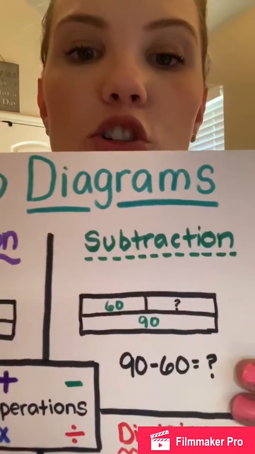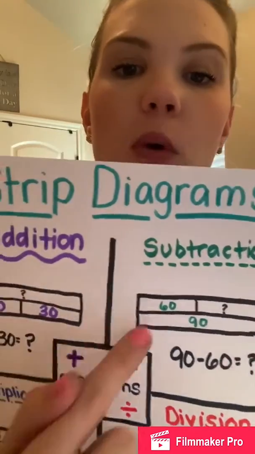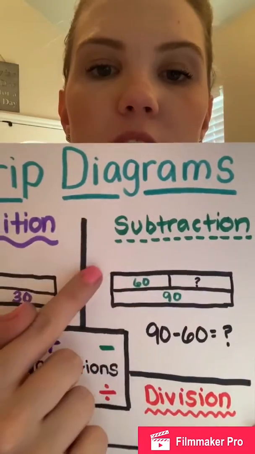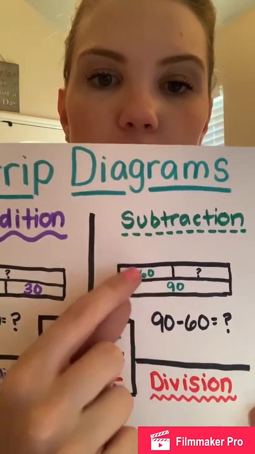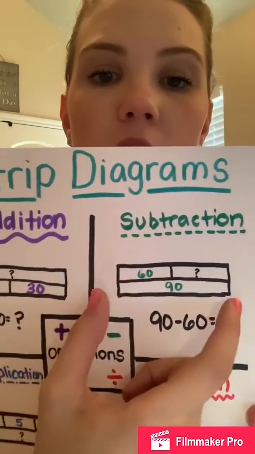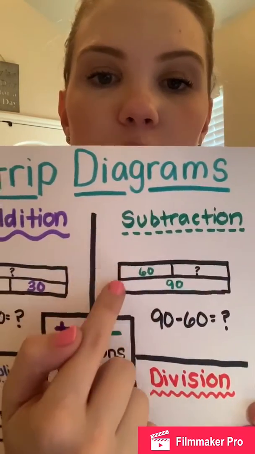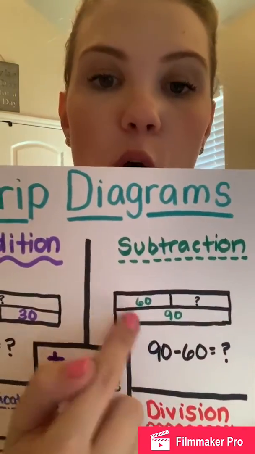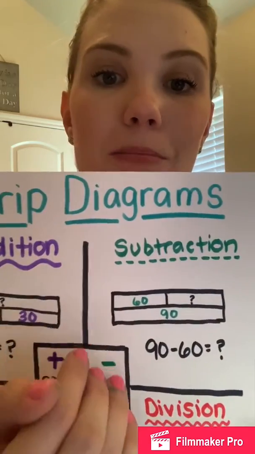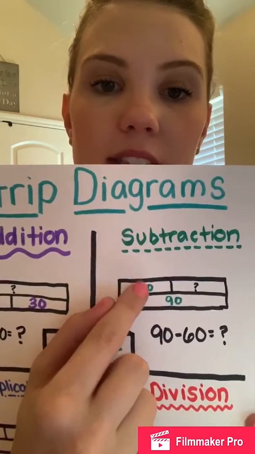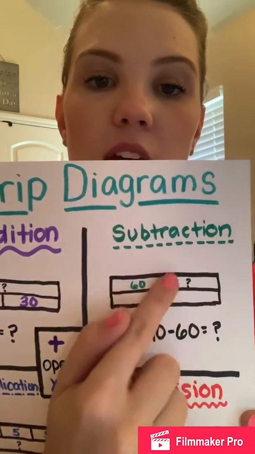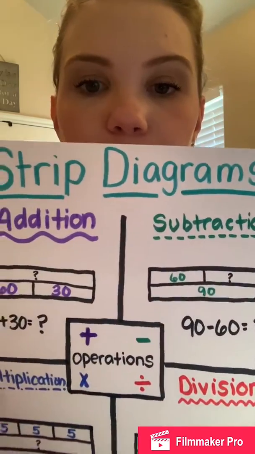All right, the next operation that you can use strip diagrams for is subtraction. When you're doing a subtraction strip diagram, you are given your whole and you're given one part. I talked about that secret subtraction sign right here between your whole and your part. You know that you cannot add these 2 numbers because your whole is already filled. The only time you would add numbers is if you were missing your whole. So now we've got to take 90 and subtract 60 in order to find that missing part over there.